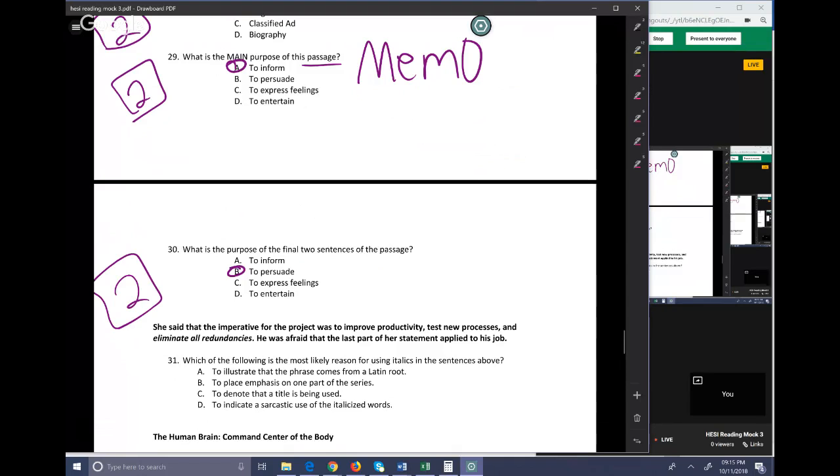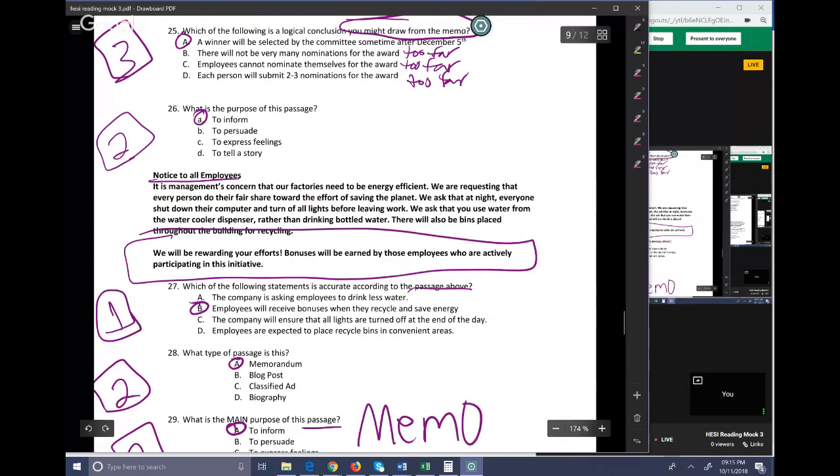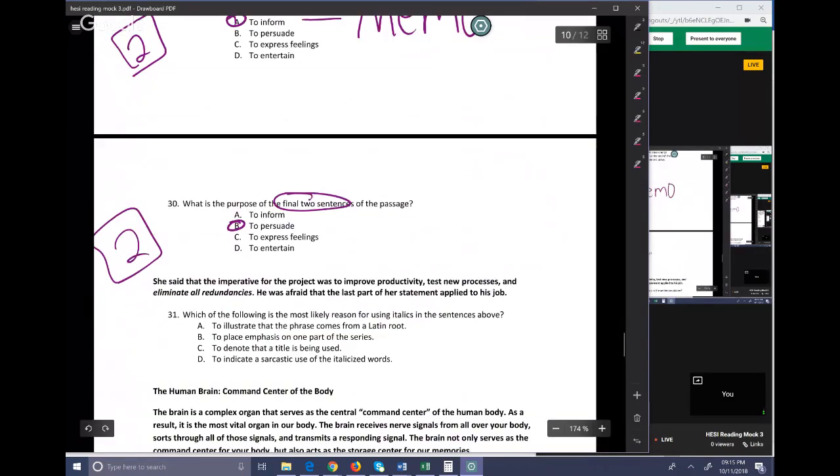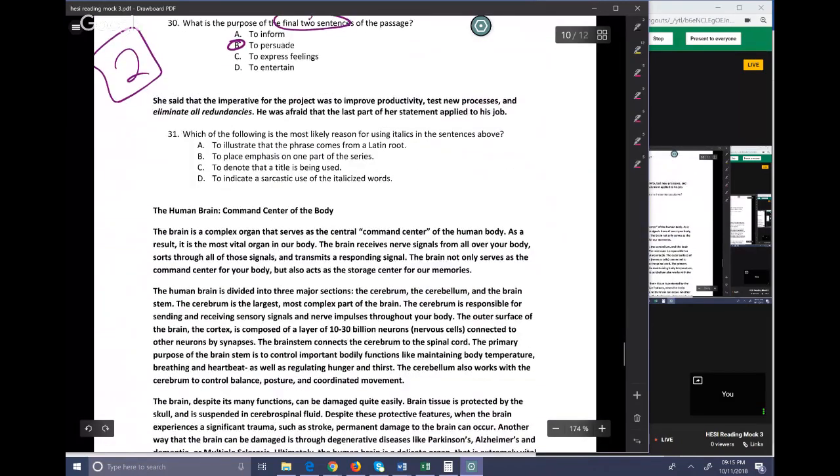If not, hopefully you're currently looking at these 2 things and realizing, oh yeah, they spent the majority of the time just letting you know what they want you to do and don't want you to do. And then at the end, they got persuasive by saying there will be rewards if you do the thing they want you to do. So the final two sentences are definitely persuasive. The memo as a whole is a memo, which makes it informative. All of this is telling you specific things they want you to do or don't want you to do. That is informative. That is to provide you the info.